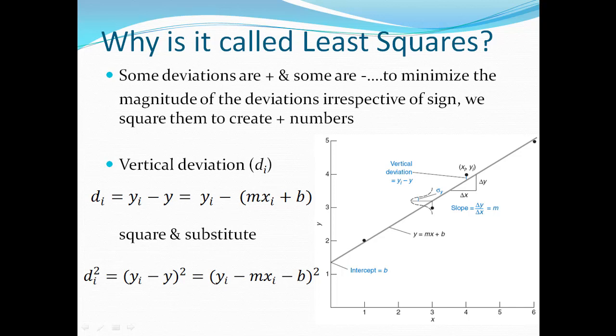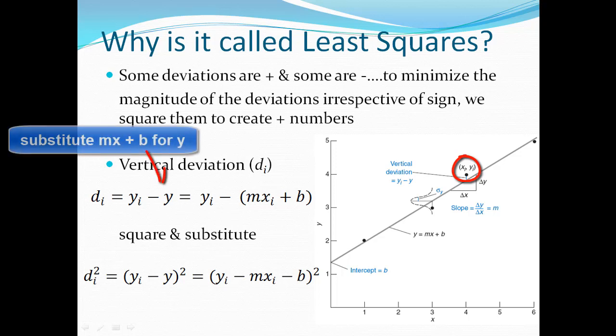How do you compute vertical deviations? Well, you take yi minus y, where yi is where the actual point is vertically, minus y, where y is what the point is on the line. So basically you're just taking the difference of the point from the line. And to do that, you would take the actual point and substitute what y equals. Y equals mx plus b, because that's the equation of a line. So you just go ahead and substitute that in for y.